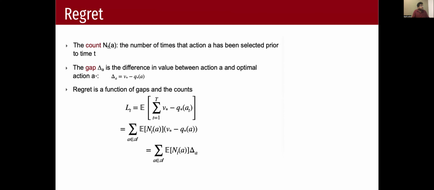Here you can see this is the action A, and this is my optimal action. So this is the function of gaps and counts, where count is the number of times the action has been selected. So this is regret.